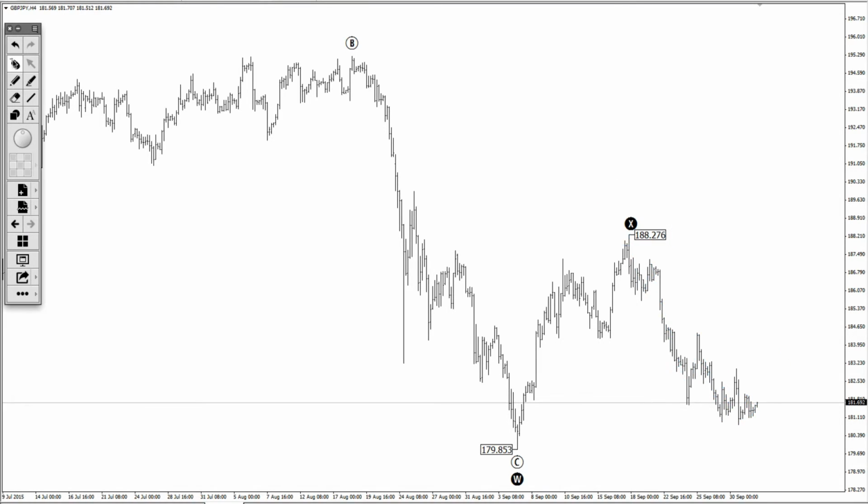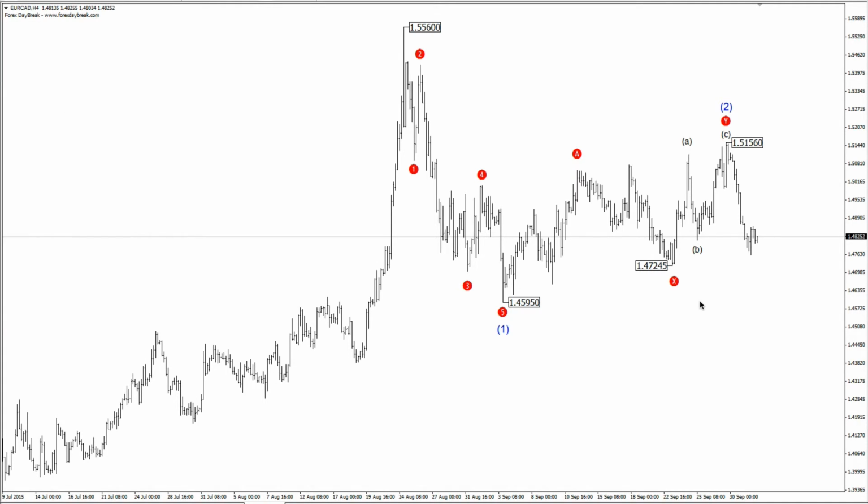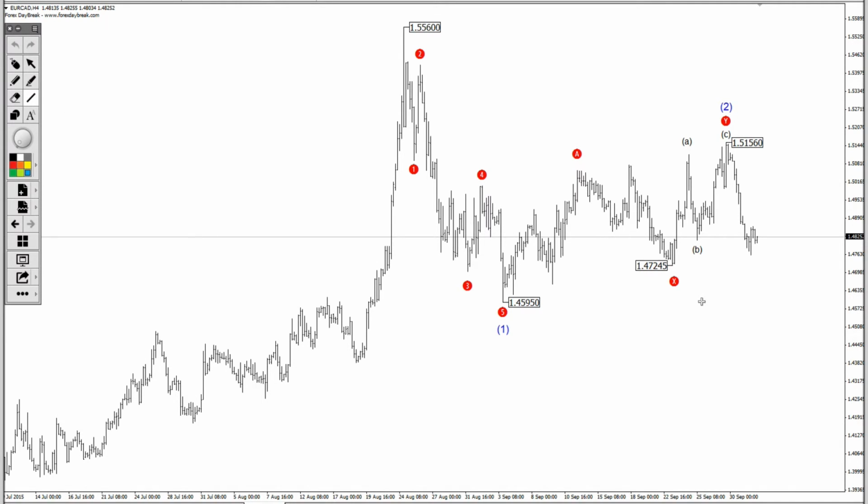Okay, let's move on to Euro Canadian dollar. The strong decline has paused here. Price now 148.25. So the strong decline from the 151.56 level has now stalled, but this is looking like the start of the next impulsive wave down.